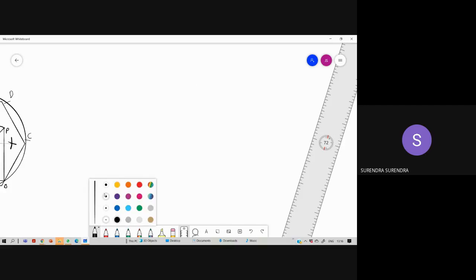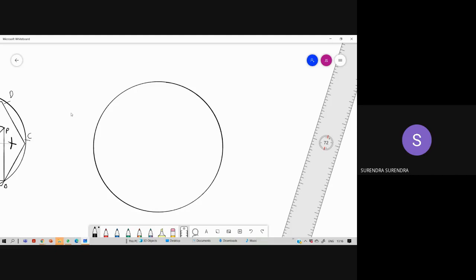so first draw the circle with a given dimension. Let it be around 50 mm radius. So let it be a larger one so that we'll get clear shape and size. Draw the circle for 50 mm radius. And now, first let us divide it into 12 equal parts. How to divide a circle into 12 equal parts? Any of you?